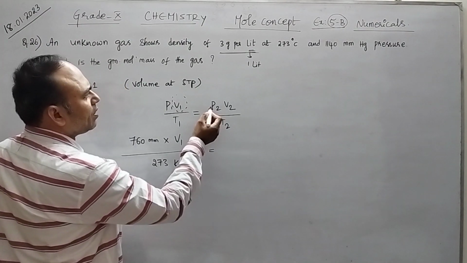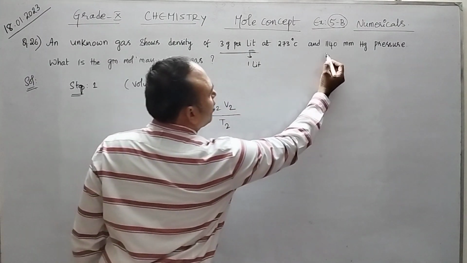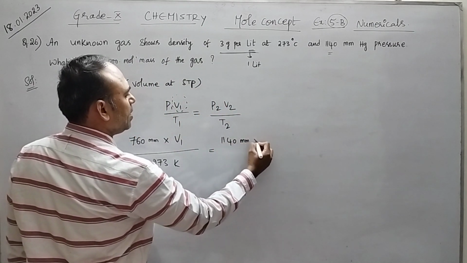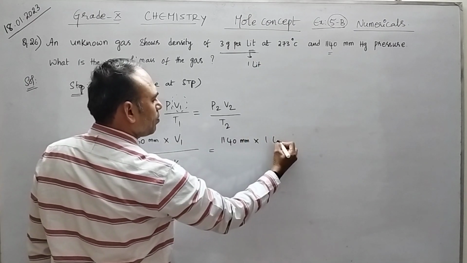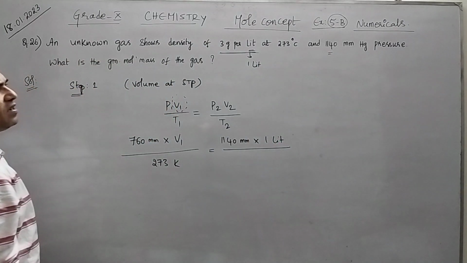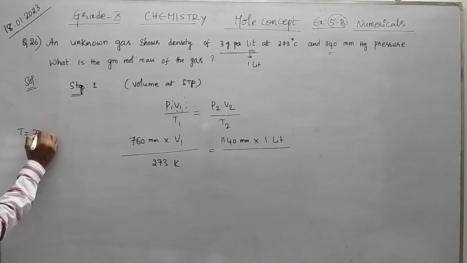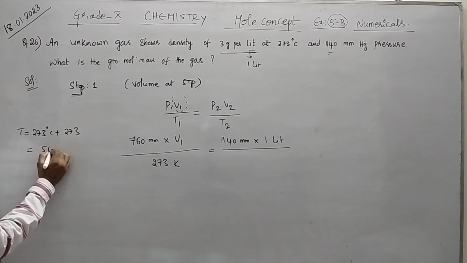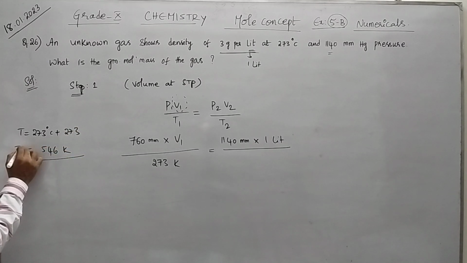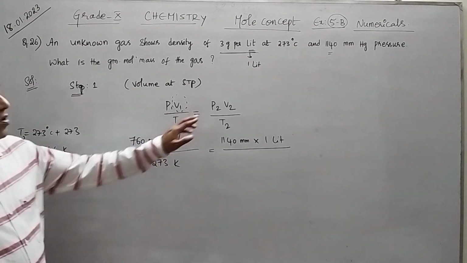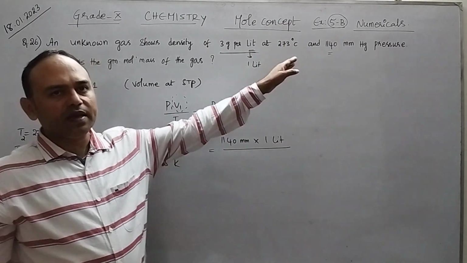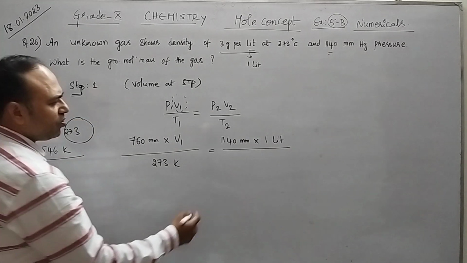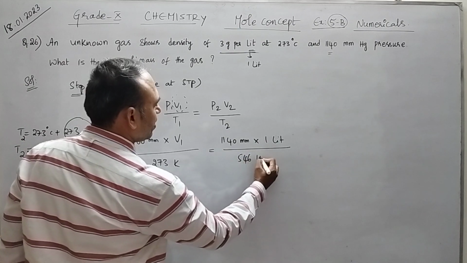Now what is given? The pressure is 1140 mm of mercury, into volume 1 liter, divided by the temperature. T2 is mentioned as 273 degrees Celsius, and we want to convert it into Kelvin, therefore add 273. We get 546 Kelvin. Hope you have understood this.